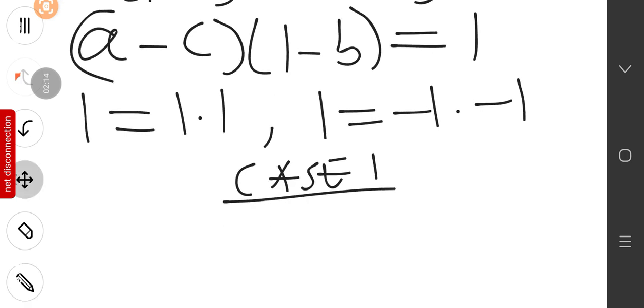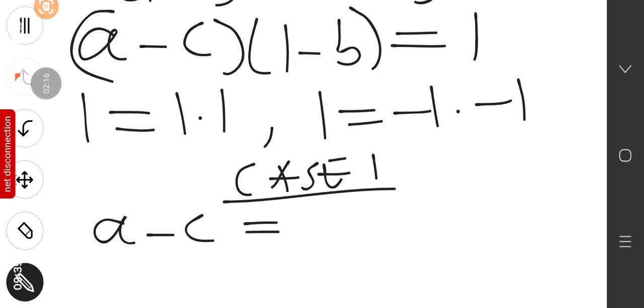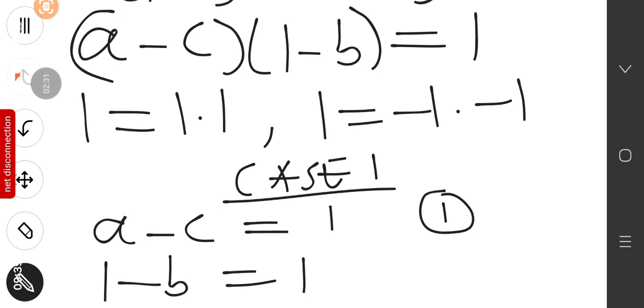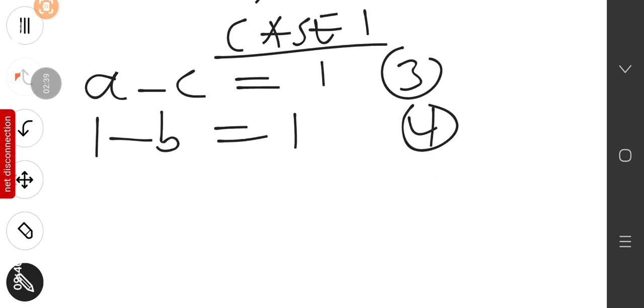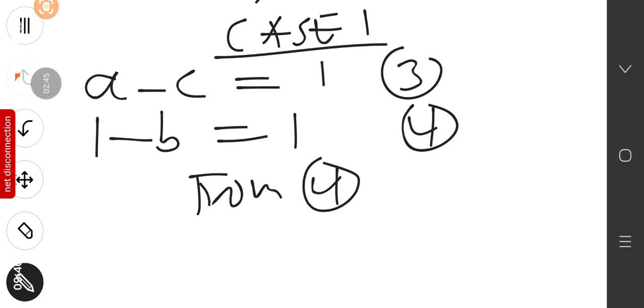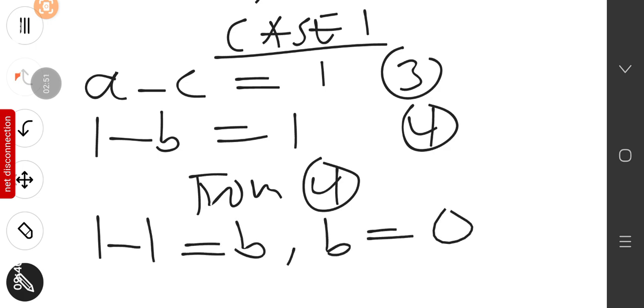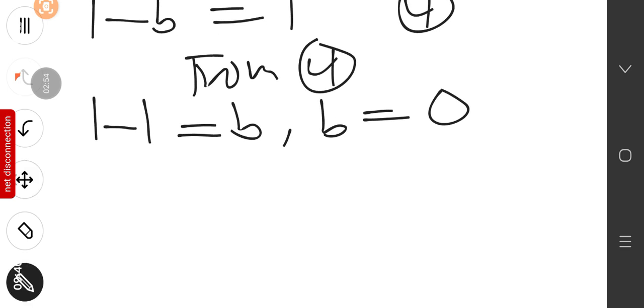From case 1, we can say A minus C equals 1, and 1 minus B equals 1. Let's call these equation 3 and equation 4. From equation 4, we can say 1 minus 1 equals B, so B equals 0.